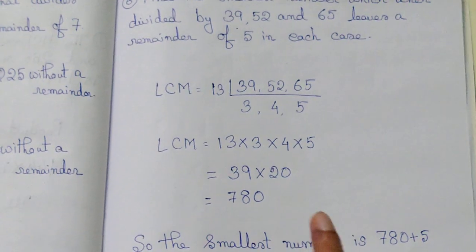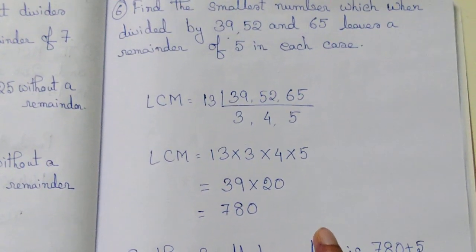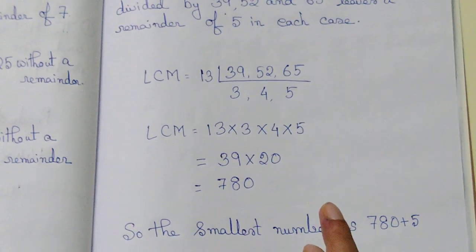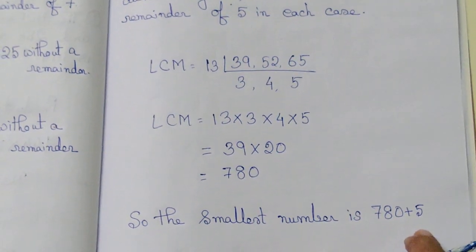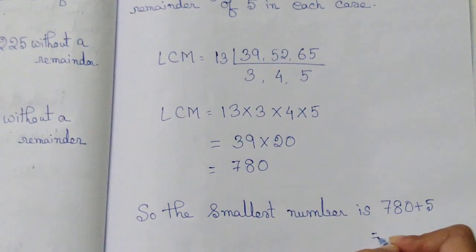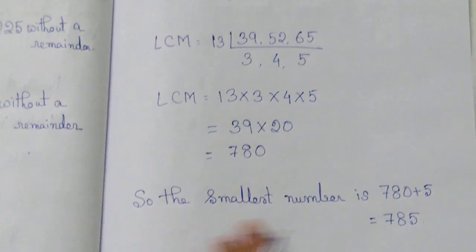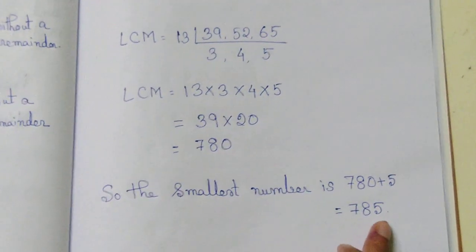So I have to find out the smallest number that will leave a remainder. That means that number will not be exactly divisible. So what I have to do, I need to add it up. Then only I can get the remainder. So it is equal to 785. So the smallest number is 785. This is my answer.